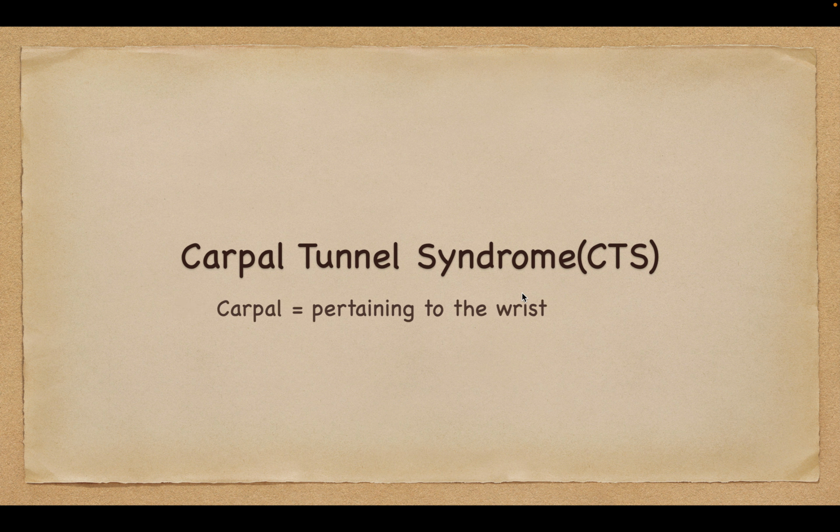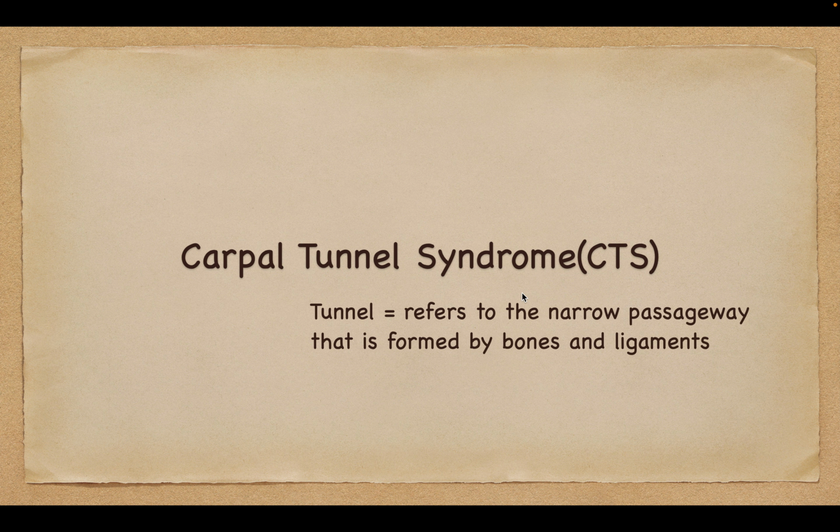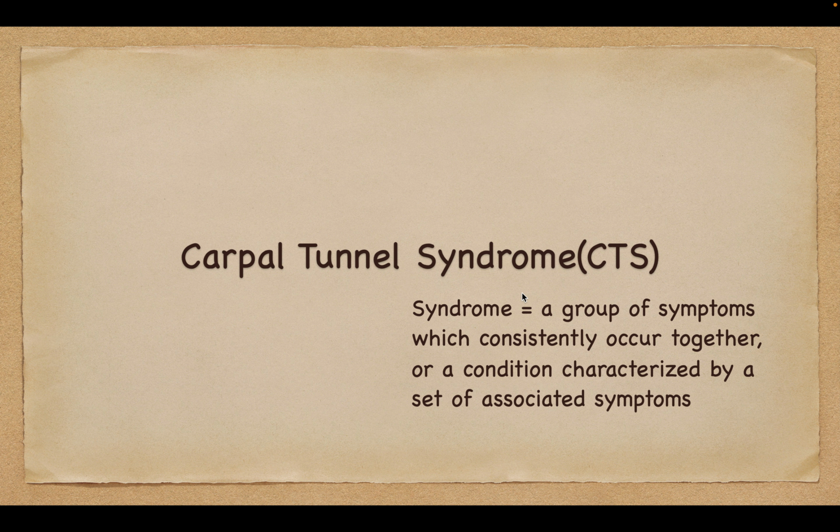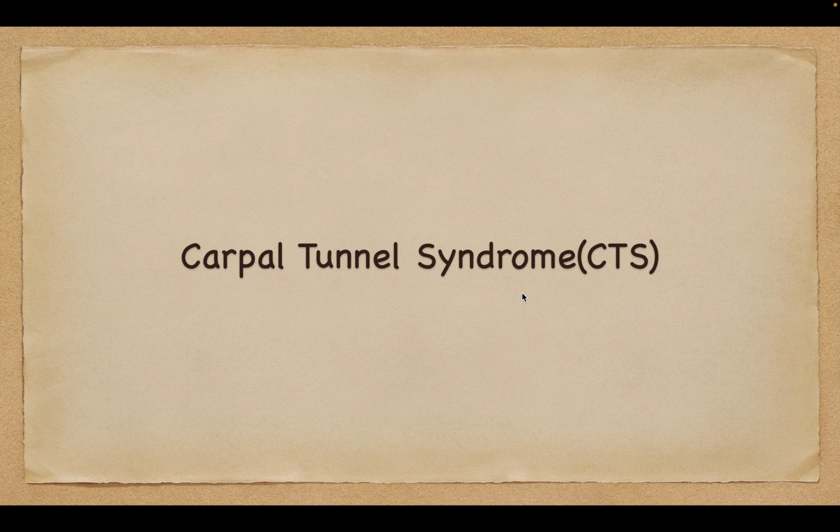Next, we see tunnel, which refers to the narrow passageway that is formed by the bones and ligaments. And finally, we have syndrome, which refers to a group of symptoms which consistently occur together or a condition characterized by a set of associated symptoms. When we put this together, we get the definition, which is a condition associated with symptoms of the carpal tunnel or wrist. And we will cover what these symptoms are and the treatments for this condition after we look at some of the anatomy behind CTS.